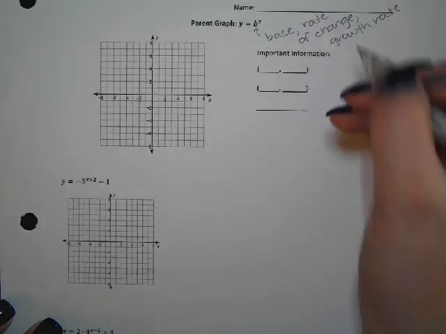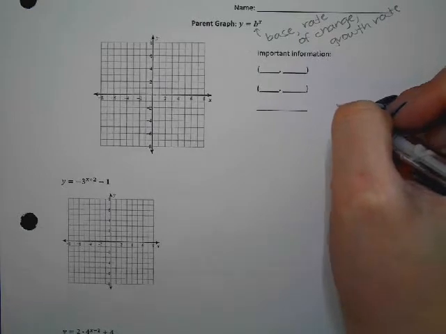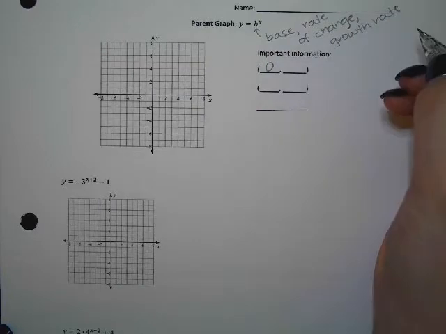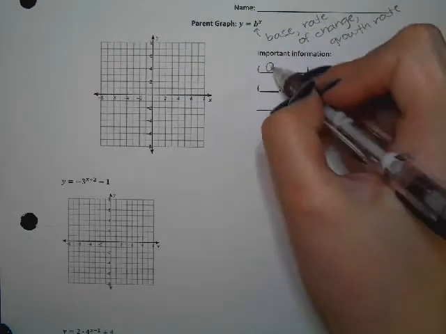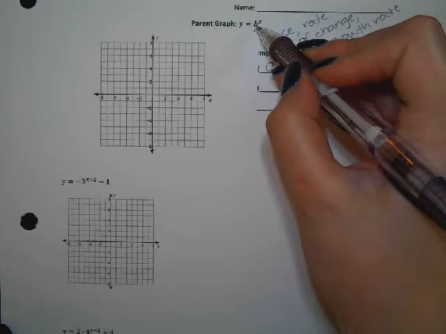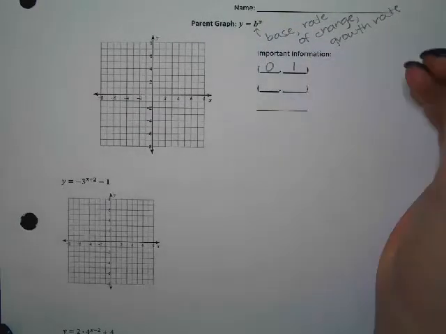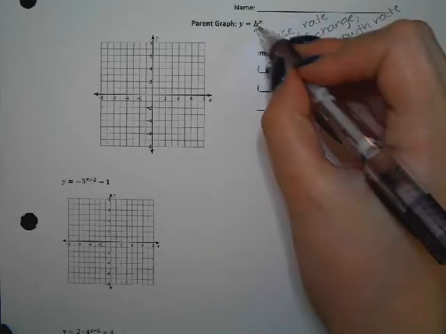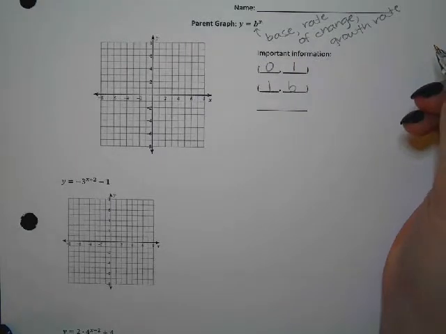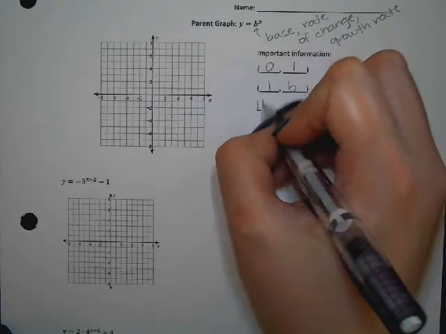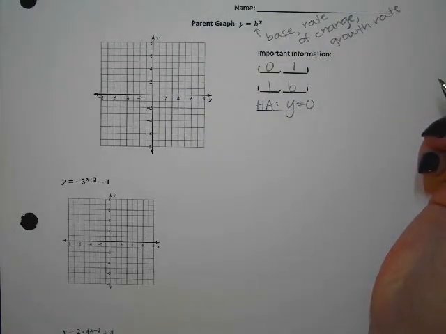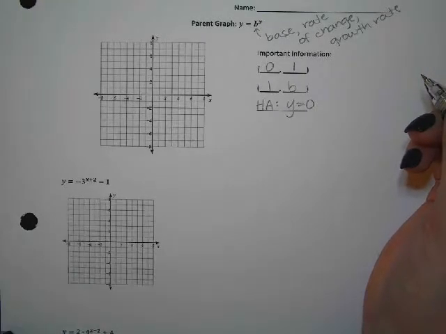And so we have some important information that we can see from a parent graph, and a parent graph is just like the most simple example. So if you plug 0 into a parent graph, you get 1 as the result because b to the 0 power is 1. If you plug 1 into the parent graph, b to the 1 is b. And then these graphs are always going to have a horizontal asymptote. So y equals 0 would be the most basic version. But obviously, as you do different transformations to the graph, you could have a different horizontal asymptote.